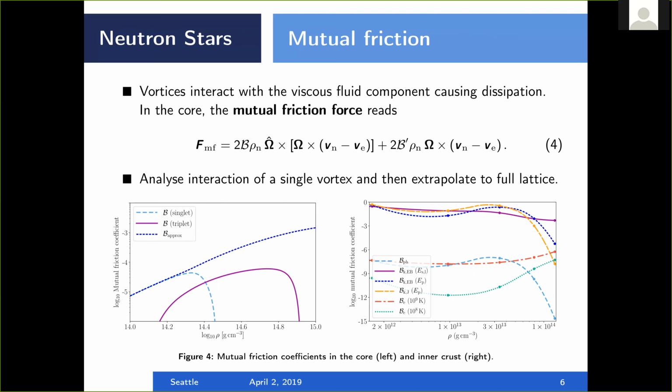Okay, so we already talked about mutual friction forces yesterday. There was a little bit of confusion, but I think that resolved itself in the end. So the typical mutual friction force that we write down for the core looks something like this. So we have these parameters B and B prime in there. And I thought I'm just going to show you for the crust and the core how these parameters typically look. Most of the time when we model this, we assume that they are just constant numbers, but they're far from constant. So in the core, for example, the most common mechanism is that you scatter electrons off the magnetic field of the neutron vortices.